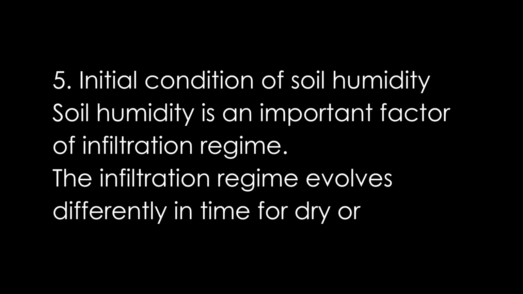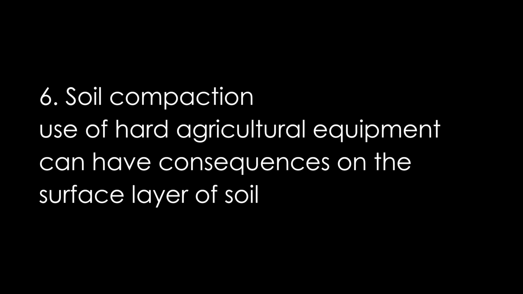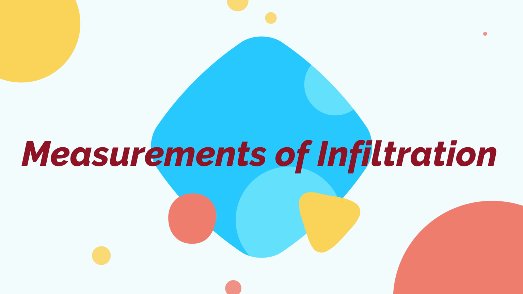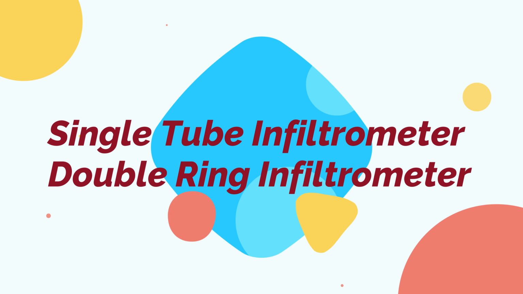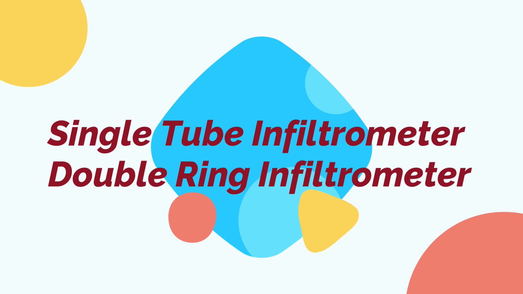5. Initial condition of soil humidity. Soil humidity is an important factor of infiltration regime. The infiltration regime evolves differently in time for dry or wet soils. 6. Soil compaction. The use of heavy agricultural equipment can have consequences on the surface layer of soil. Measurements of infiltration. We have the single tube infiltrometer and the double ring infiltrometer.